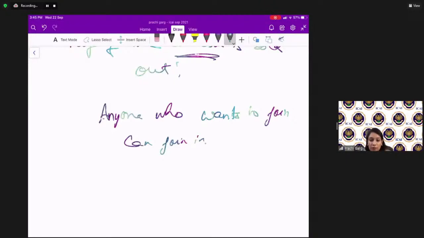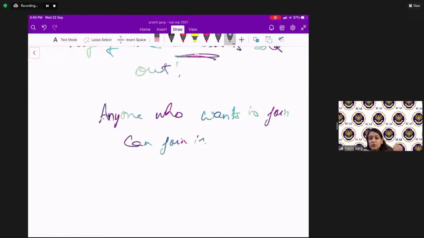Children is a plural word, not a collective noun. Anyone who wants to join can join in. Am I clear? So anyone, whenever you use words like anyone or everybody, it's an indefinite pronoun. You don't know whom you are referring to, so you use a singular verb. Am I clear?